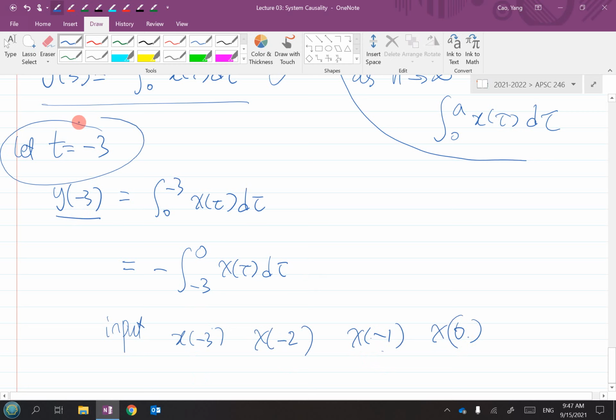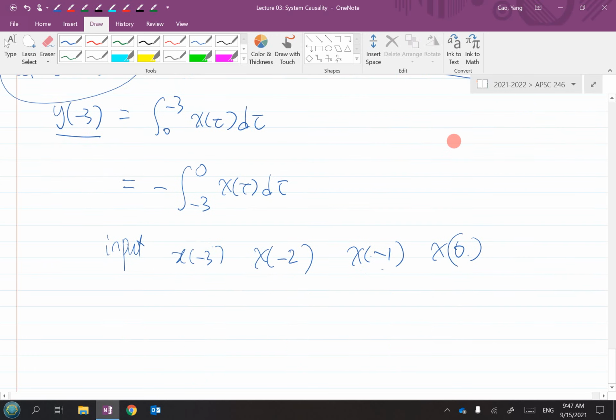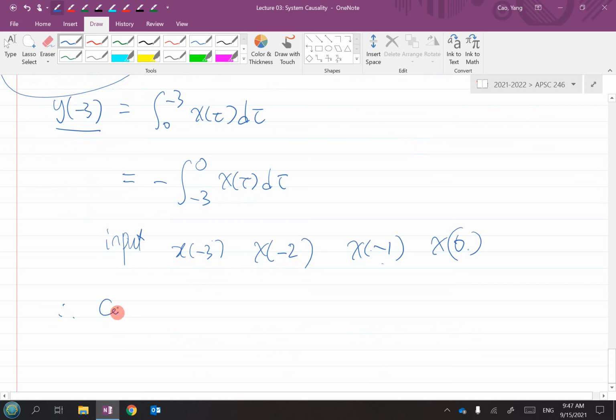As long as you can find one example, you don't have to find all examples. As long as you can present one example, then you can conclude that the system is actually non-causal. So you can see the system is non-causal. Good.